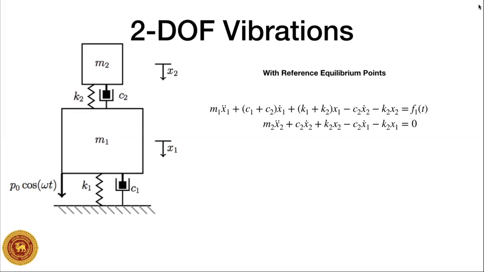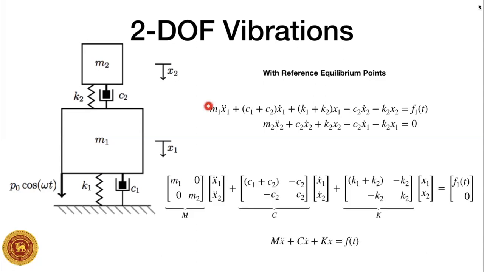The first thing that we will observe is that this system of coupled differential equations can be written down in a matrix form, as a matrix differential equation of this form, where M is this 2 by 2 matrix, C is this 2 by 2 matrix, and K is this 2 by 2 matrix, and X is x1, x2, these two displacements put in a column matrix. So this is x, this is x dot, and that is x double dot.